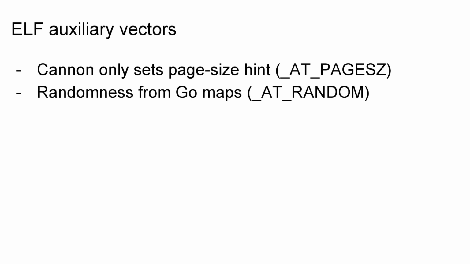About ELF, there's this abstraction leak from ELF definitions into the things you know as your arguments in your program, the argv, argc, and your auxiliary vectors. These auxiliary vectors, they're mostly optional. Now, Canon does explicitly define the page size as a hint to the Go runtime on how to work with memory. But what Canon does not do is defining the randomness.